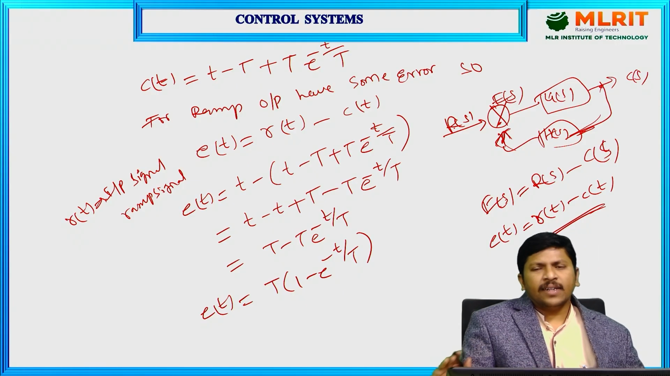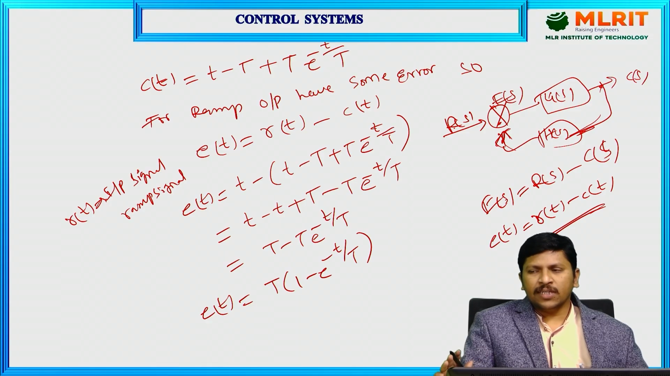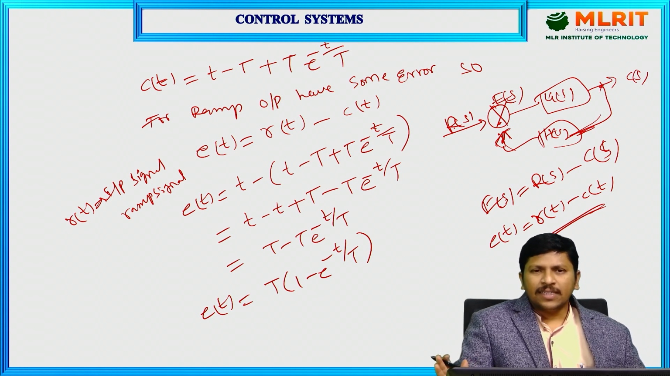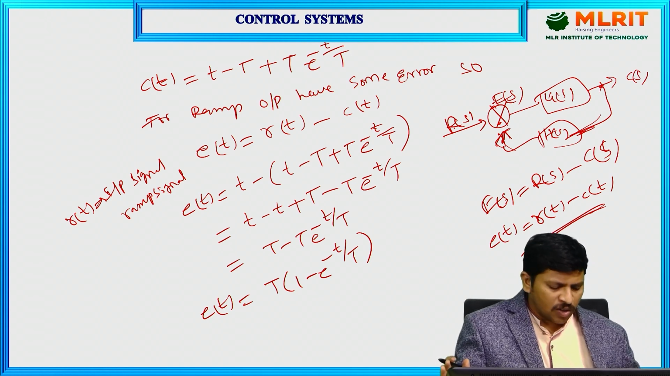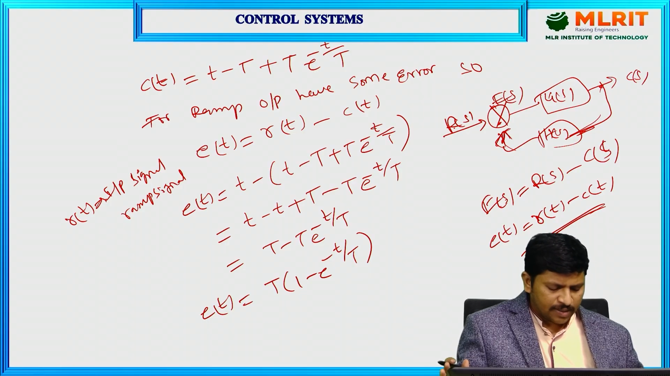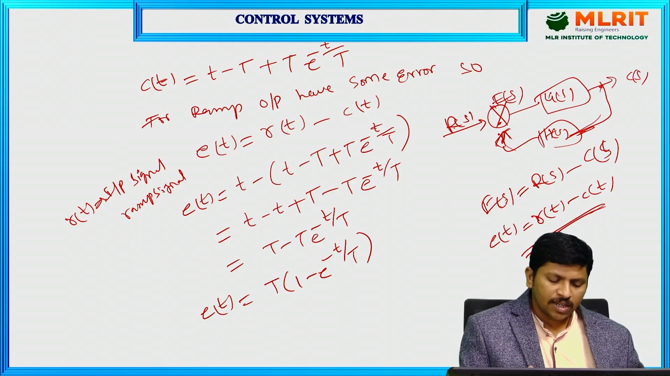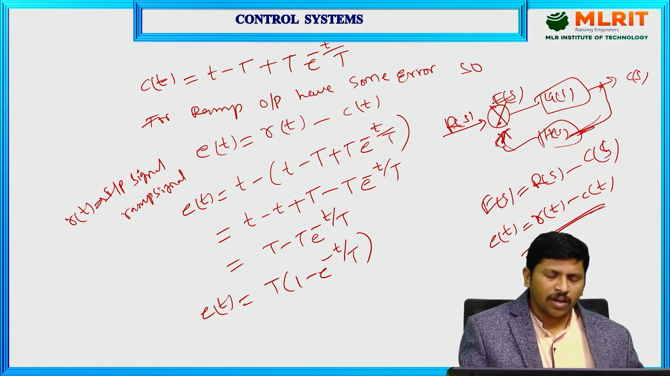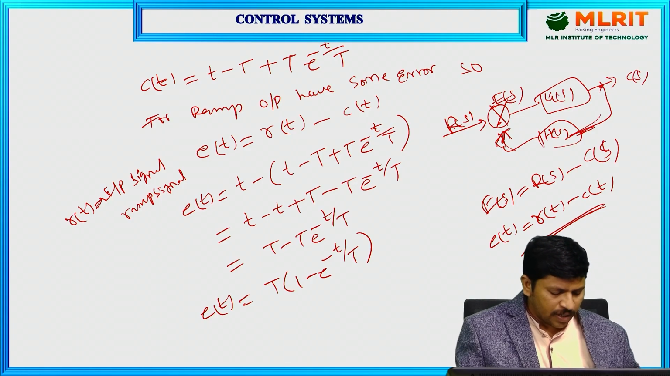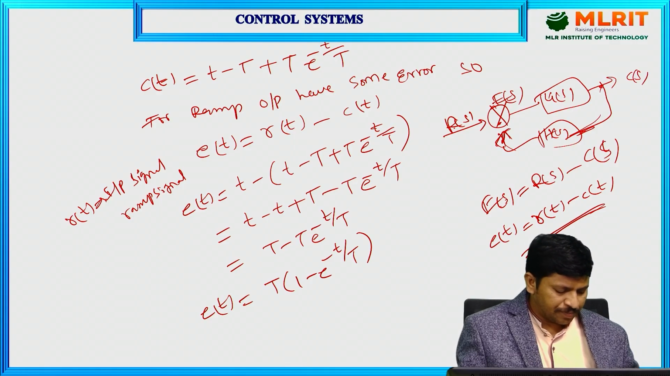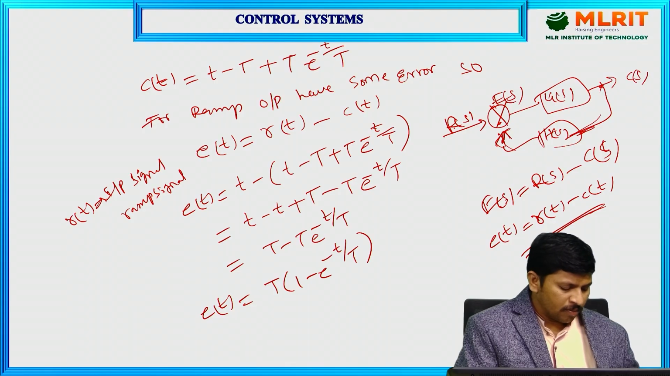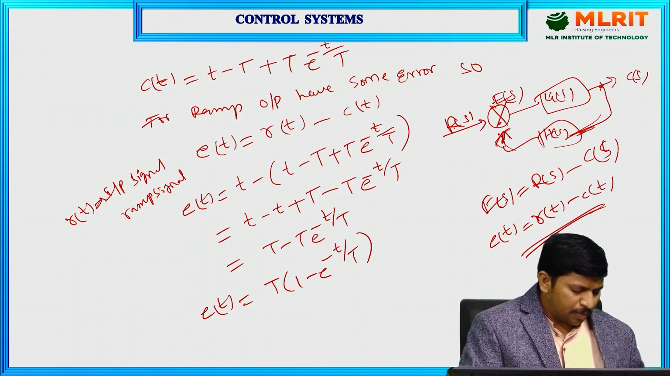For the error signal, to find the steady state error, I am going to consider the final value theorem. From that, the steady state error ESS equals the limit as s tends to 0 of s times E of s. What is the steady state error for any signal? By using the final value theorem, we are going to see one more point here. Just observe, what is the error signal?